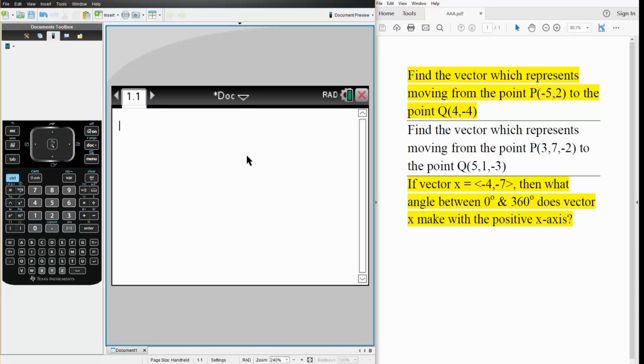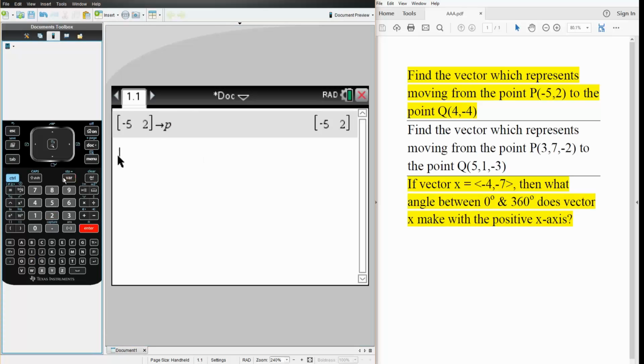So in order to solve this problem, first we define our variables. We press control square bracket, enter -5, 2, then press control var and write P. Next we need to do Q. Control square bracket, we have 4, -4, and we press control var and name it Q.